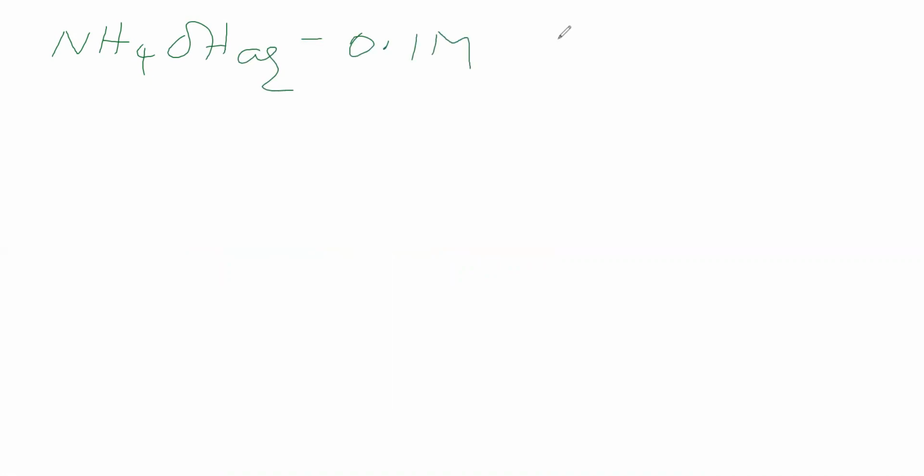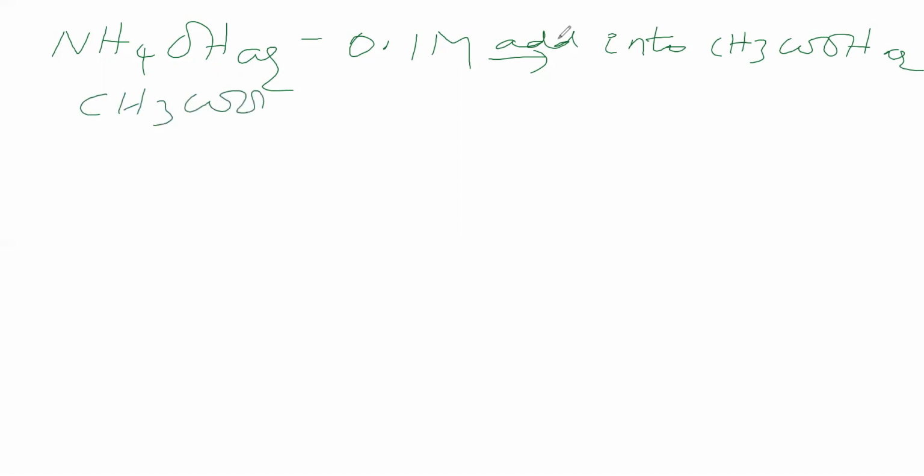Let us add this into the acetic acid solution. So what will happen? A chemical reaction takes place. Acetic acid reacts with ammonium hydroxide to give the salt ammonium acetate and water.